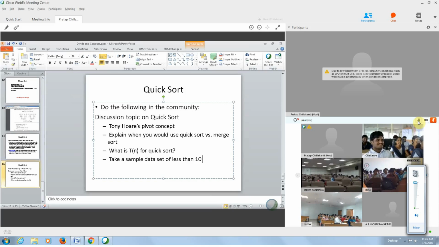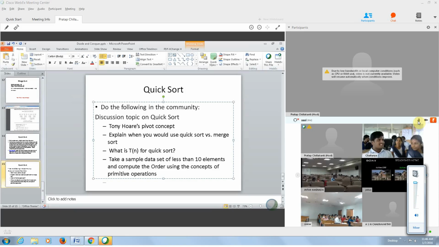And compute the order, using the concepts of primitive operations that we considered. Okay. You all understand what the assignment is? If you do that, then you would do your midterm very well. The questions would be exactly like that.